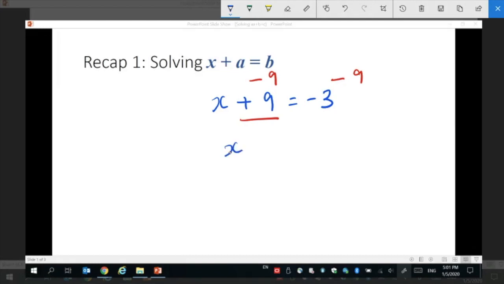Okay, so I'll get x equals to negative 3 minus 9, which will be negative 12. So this will form a 0 pair.